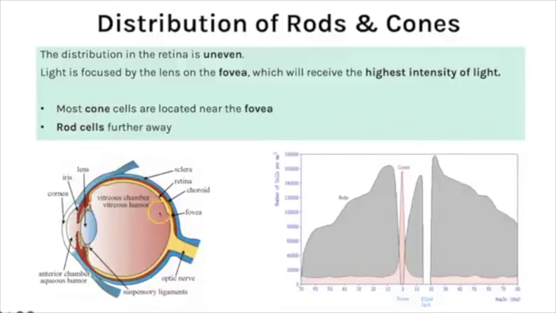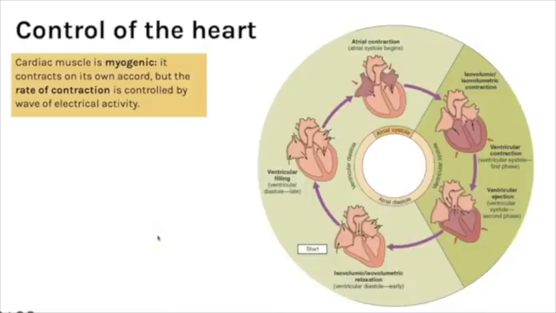The rod cells can still detect light even at low light intensities. And that is why they are found further away, where there'll be slightly less light being able to reach that part of the retina.